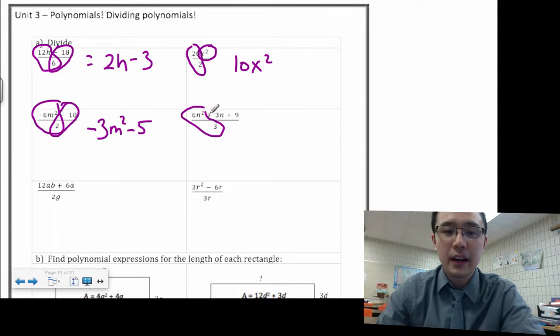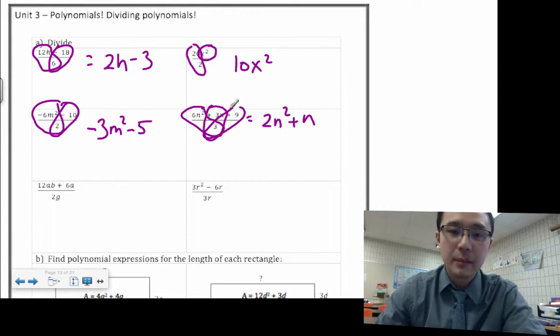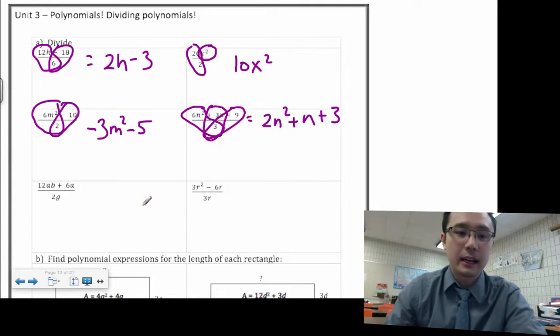6n squared divided by 3 is 2n squared. Positive 3n divided by 3 is plus n. Positive 9 divided by 3 is plus 3, like that.